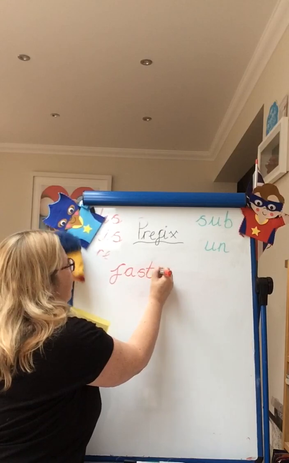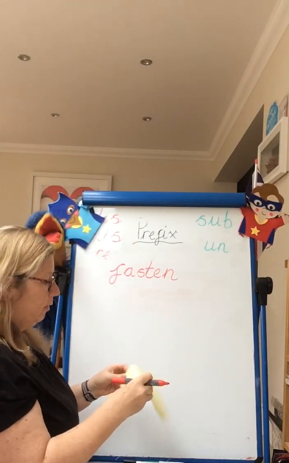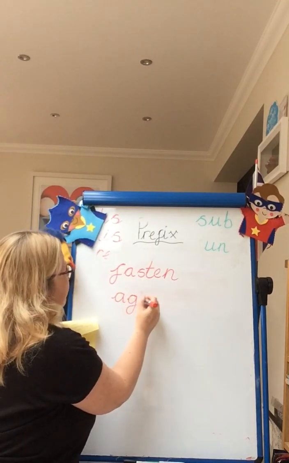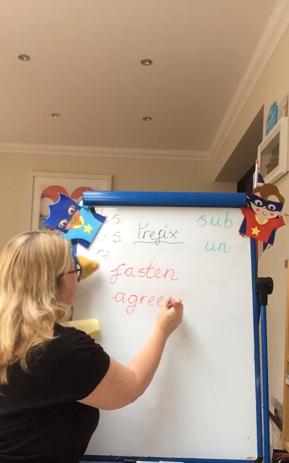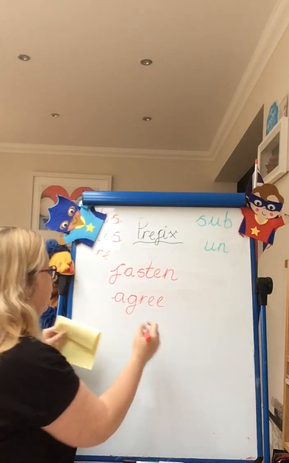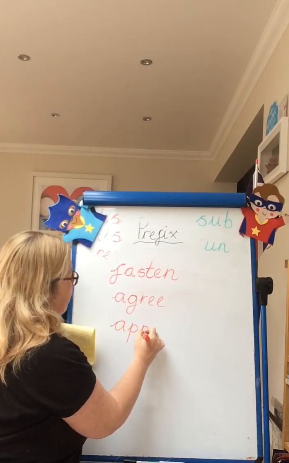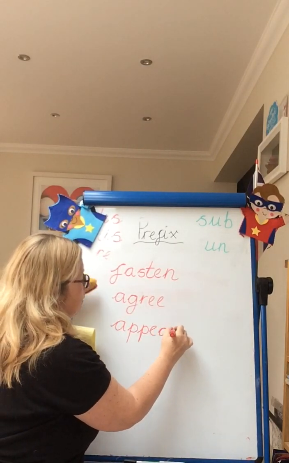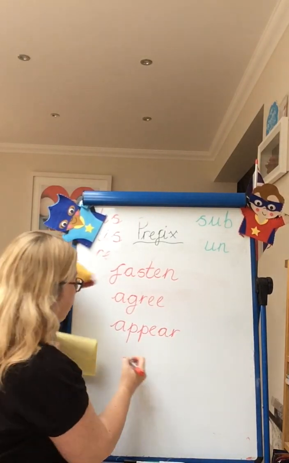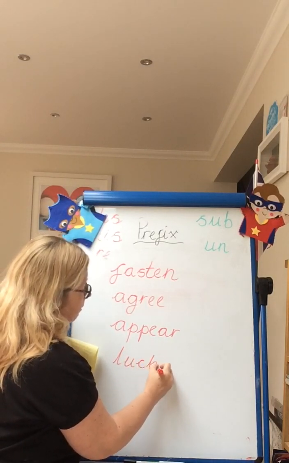Okay, so which of those prefixes could you put in front of fasten? I'm going to write the word agree. You all right, Emu? Are you trying to help me out? Okay, let me write some down and then you can tell me. Okay, I'm going to write the word appear. Okay, appear. Okay, I'm going to write the word lucky. Okay, do you know that one, Emu?